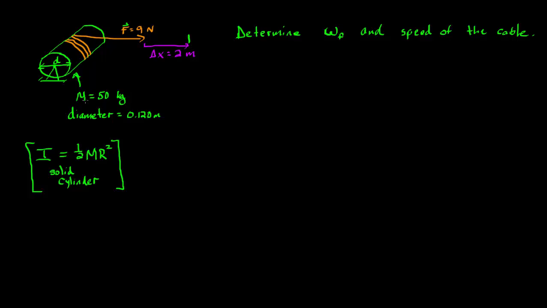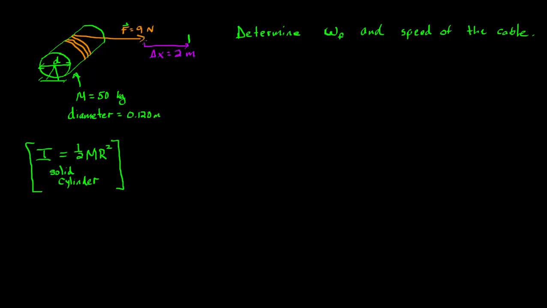We're given some quantities. The mass of the drum is 50 kilograms and the diameter of the drum is 0.120 meters. And then we're also given the rotational inertia for a solid cylinder with the axis through the center, and that's 1/2 mr squared. So now we can start working with this. What we'll do is take an energy perspective, because we're going to have some acceleration of this object.